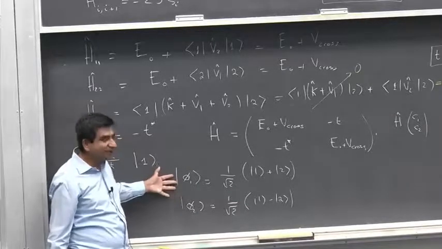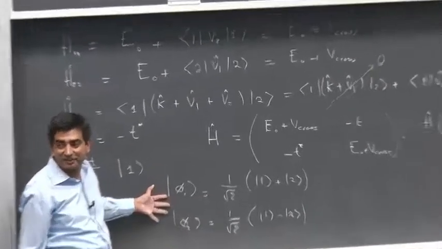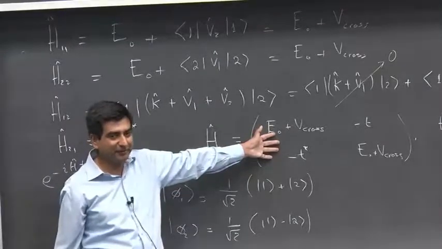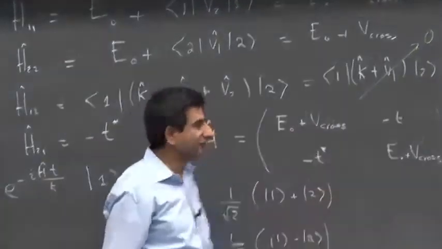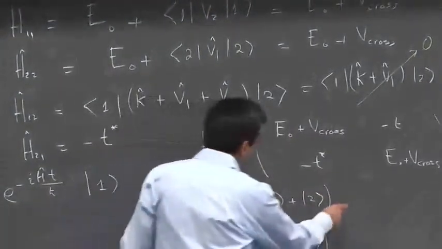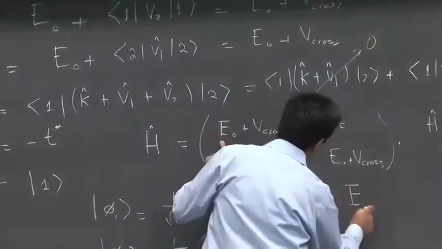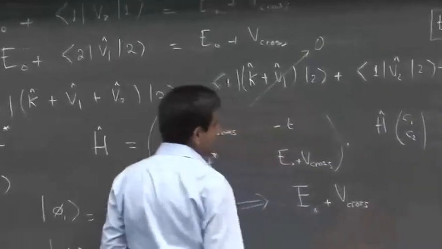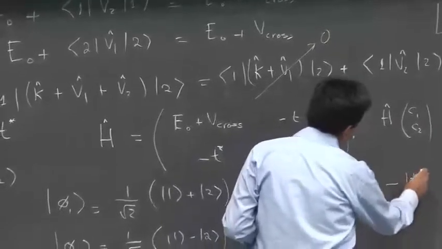Now these are called molecular orbitals, and they must have certain energy. The energy can be found out by diagonalizing this matrix. So the eigenvalues for this system, remember it's a Pauli sigma x matrix. The eigenvalues of this particular state are E naught plus V cross minus T modulus squared.